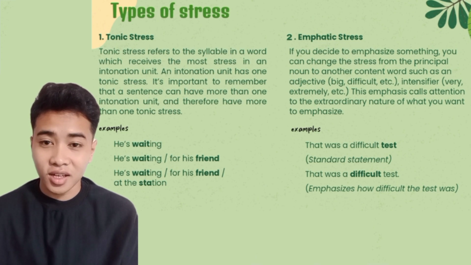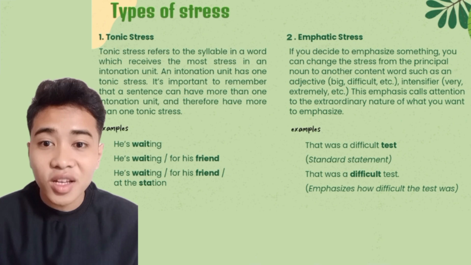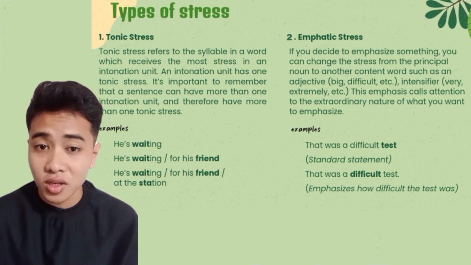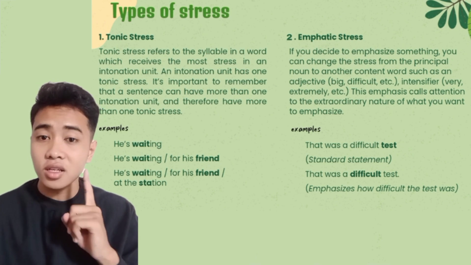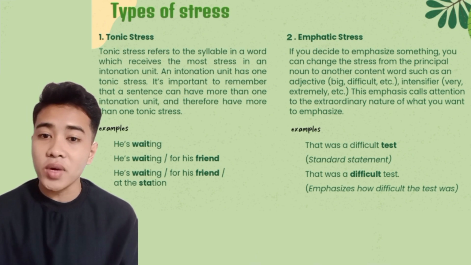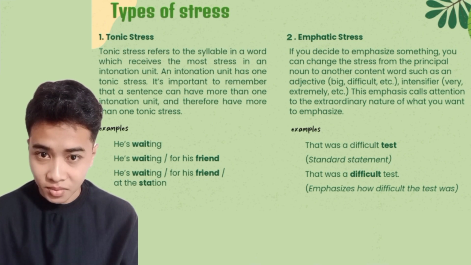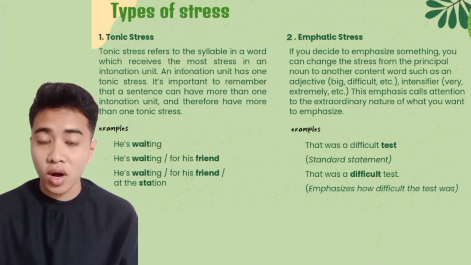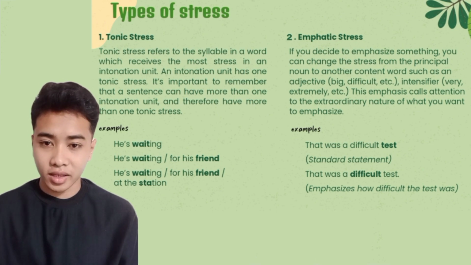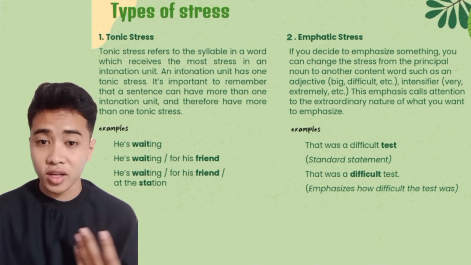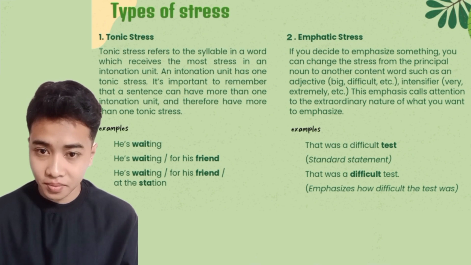Types of stress. Number 1. Tonic stress. Tonic stress refers to the syllable in a word which receives the most stress in an intonation unit. An intonation unit has one tonic stress. It's important to remember that a sentence can have more than one intonation unit, and therefore have more than one tonic stress. The example: He is waiting. He is waiting for his friend. He is waiting for his friend at the station.